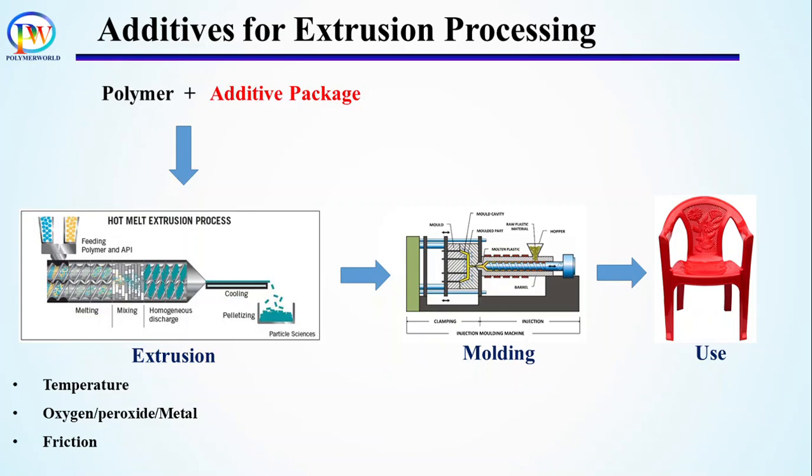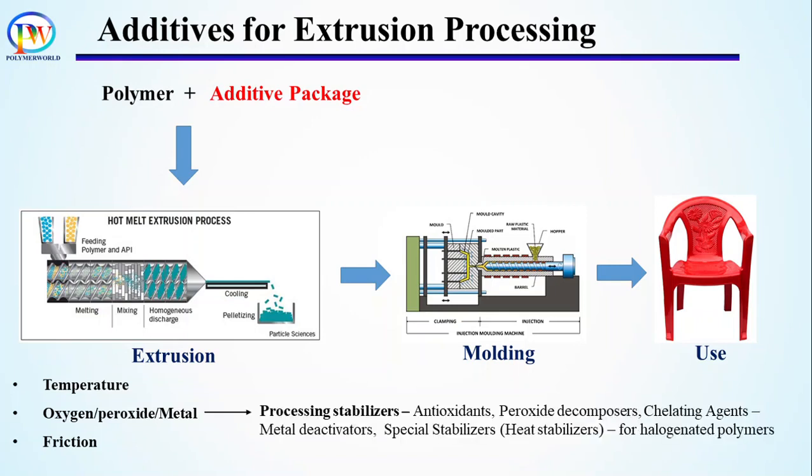For temperature, we cannot do anything except properly controlling temperature so that it does not shoot up from the set value. Because high temperature makes polymer chains more susceptible to oxidizing agents as the chemical reaction rate significantly increases at high temperature. Therefore, additives are added to protect the polymer from oxidizing agents. These additives are called processing stabilizers. There are different types of stabilizers like antioxidants, peroxide decomposers, and chelating agents.